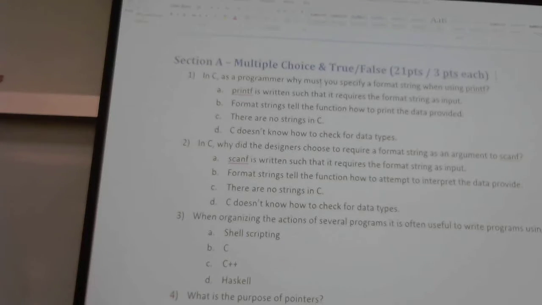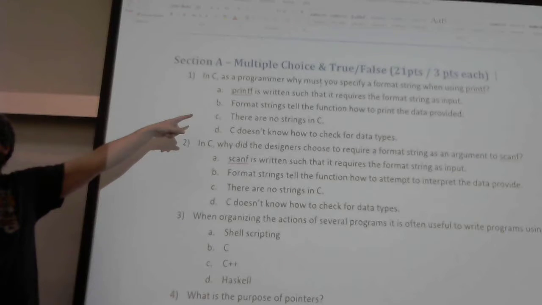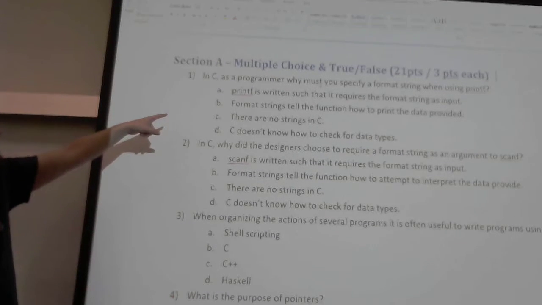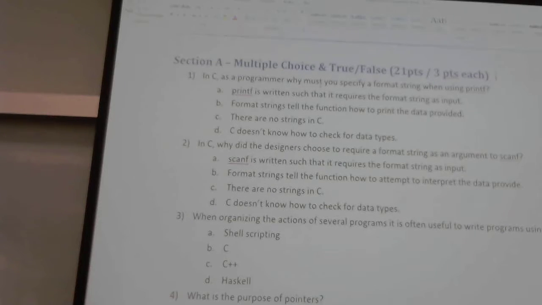So for example, number 1, as a programmer, why must you specify a format string? Out of those 4, which is the best answer? Because there might be possibly multiple correct answers, but there's one best answer there. B? Question mark? So you say we have B, and what was the other one? C. C, there are no strings in C. Okay. That's kind of true, but not really true. We have char star, which is a string in C. We just don't have the string data type. D, C doesn't know how to check for data. Does anyone think that A is the correct answer? Good. One adventurous soul, because A is the correct answer in this case.